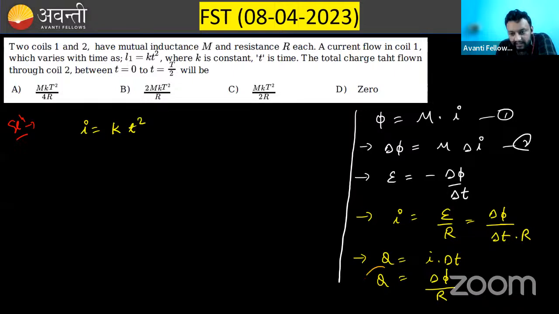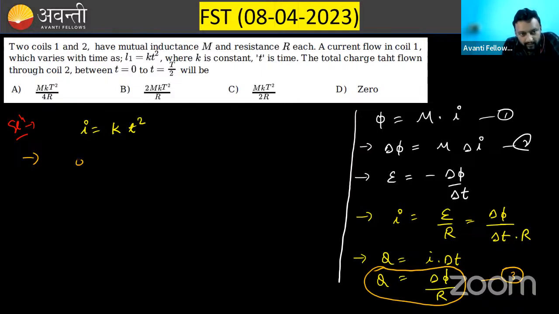This is the standard relation for the charge flown through the coil. Q is equal to delta phi over R. R is the resistance, delta phi is the change in flux in the coil. Now I am interested only in calculating delta phi. Let's suppose this is equation number 3. So let's start calculating delta phi.